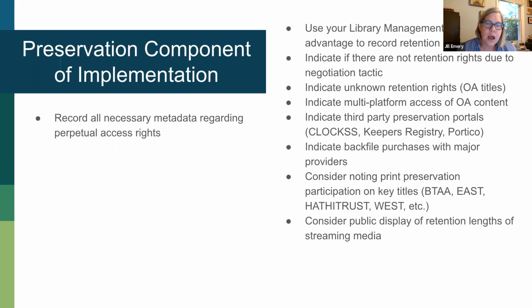Indicating also if there are no retention rights due to a negotiation tactic is equally important. So it should be not just about recording what your rights are, but what your rights may not be. Indicating what the unknown retention rights are in regards to open access titles, I think, is really valid as well, because you want to know if there is the potential of that resource still being available or not.